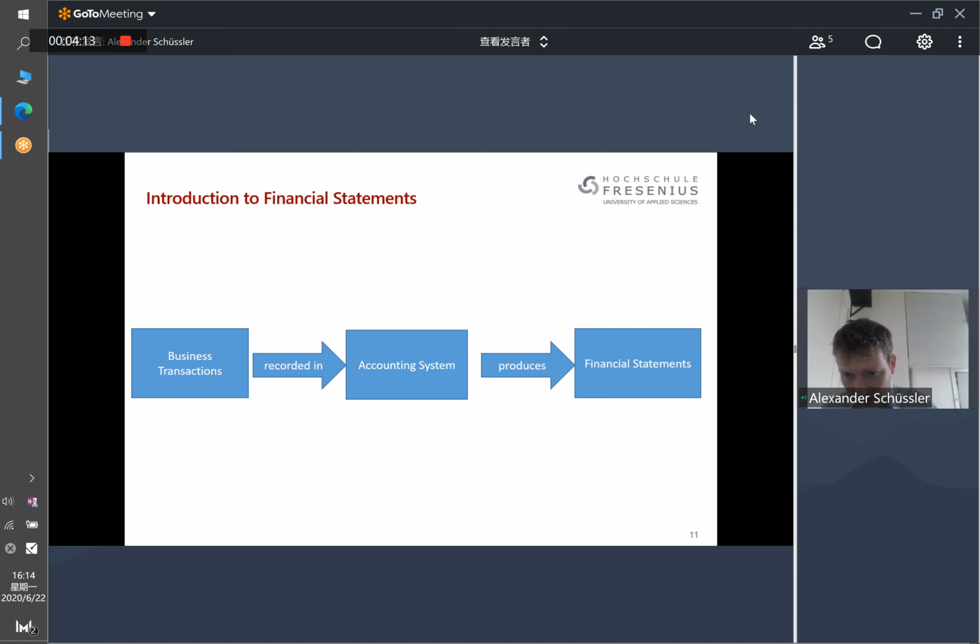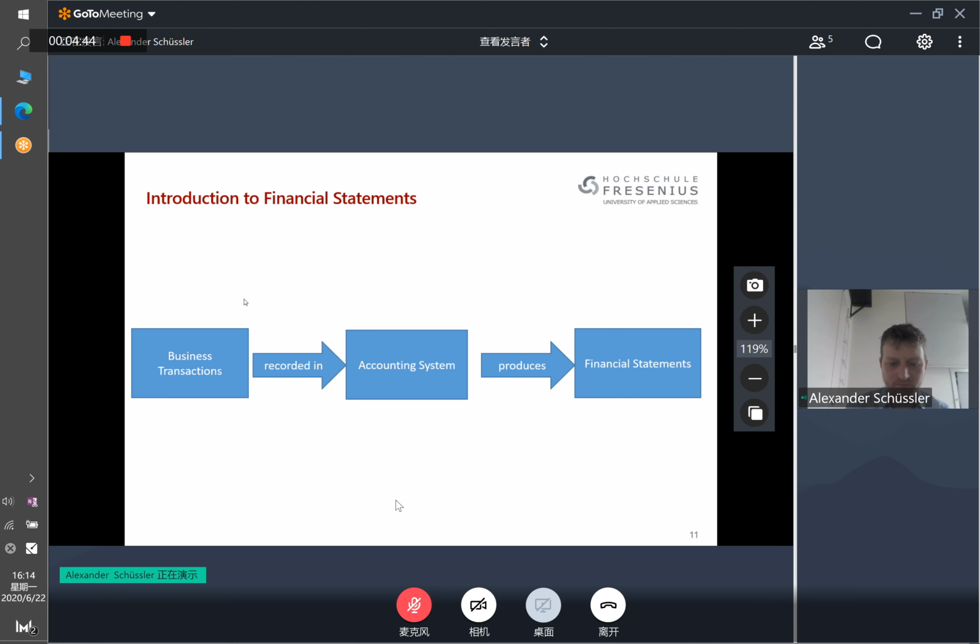So, for example, when BMW, we talked about BMW before, is buying a machine, that is a business transaction. Or when BMW is selling a car, this is a business transaction. And then it's recorded in the accounting system, and those accounting systems produce the financial statements.